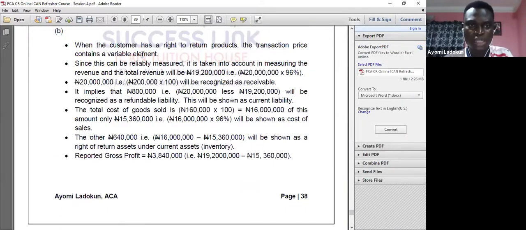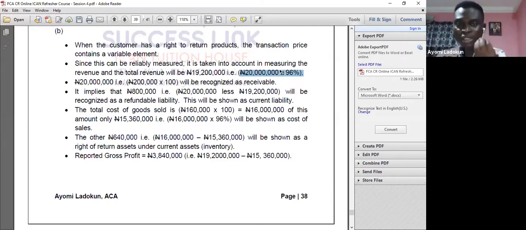What you tell the examiner is this: when a customer has the right to return product, the transaction price contains a variable element. Since this can be reliably measured, it is taken into account in measuring revenue. So the total revenue is 19.2 million. Can you see that? You simply say your 20 million multiplied by 96%. How did we get 96%? They said 4% to be returned, so I will not do 100%. That's it.